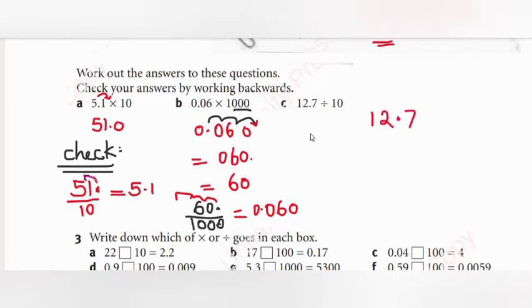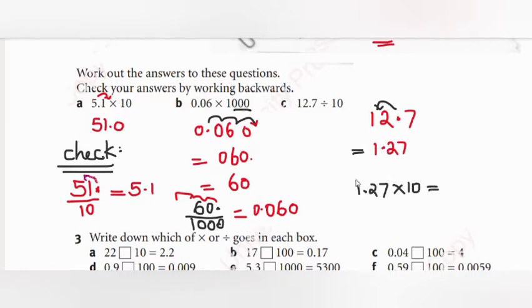In question C, 12.7 divided by 10, while dividing the value definitely reduces. So the decimal moves one digit, because it is divided by 10, we have 1 0. It will move one digit towards the left, and the answer is 1.27. So we are going to verify it now.